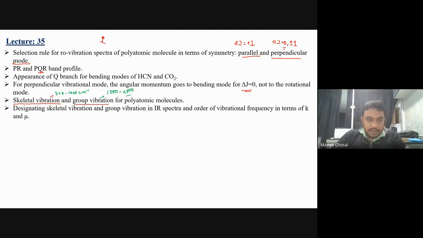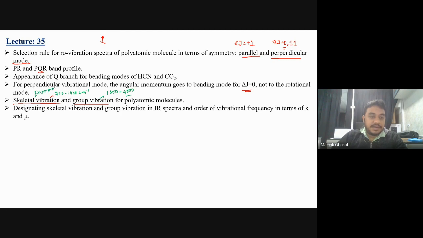If you have ever recorded IR spectra in your college life, you will understand that the IR spectral regions correspond to what you have read: the CH bond, CC bond, NH bond, all these come under group vibration, and the skeletal vibration region is actually known as the fingerprint region.